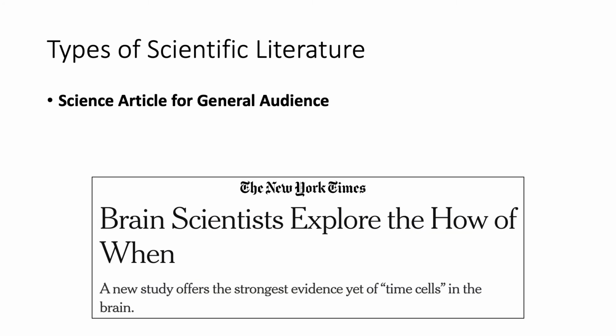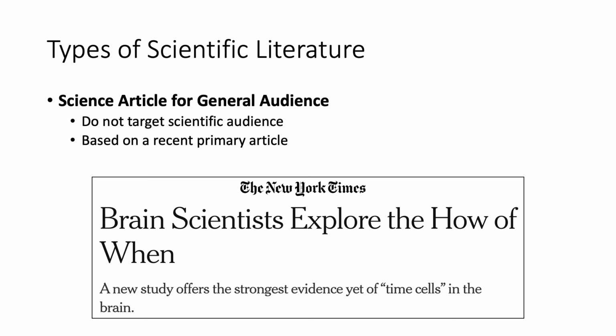Lastly, we have science articles for a general audience. These do not necessarily target a scientific audience, or at least not the experts in the specific field of the publication. It is based on a recent primary article. However, it seeks to explain it in very simple terms, in a way that attracts the attention of anyone who may see it. These are the type of scientific pieces that we find in newspapers or publications such as the New York Times, to give an example.